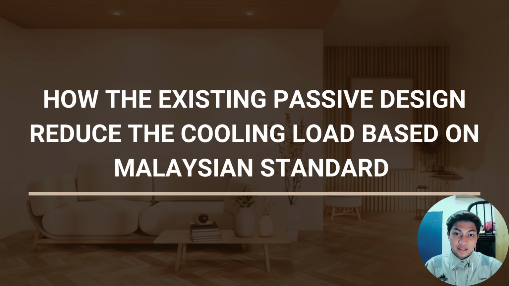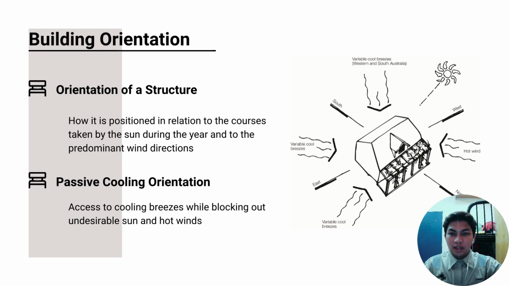Okay, next is how the existing passive design reduces the cooling load based on Malaysian standard. Firstly is building orientation. The orientation of a structure refers to how it is positioned in relation to the course taken by the sun during the year and to the predominant wind directions. Passive design also considers how living and sleeping rooms are planned and situated, either to benefit from the light and wind or to be shielded from their impacts.